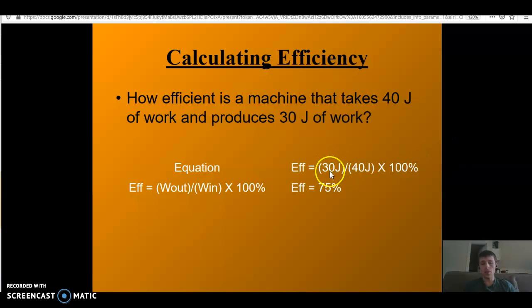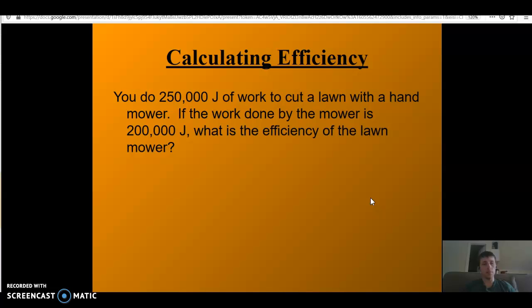So in this case, 30 joules divided by 40 joules times 100 gives you 75%. So this machine is 75% efficient. 25% of all of your total work is lost due to friction. So not the best maybe, but definitely a possible example.